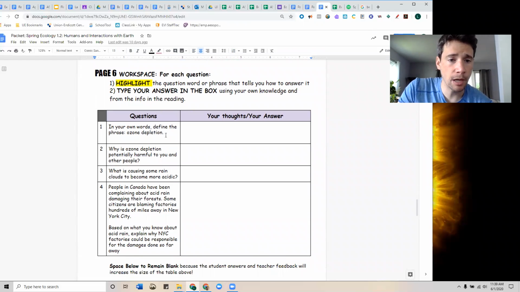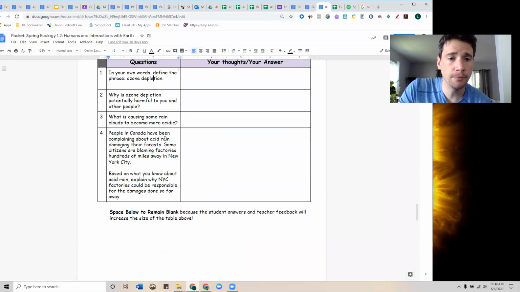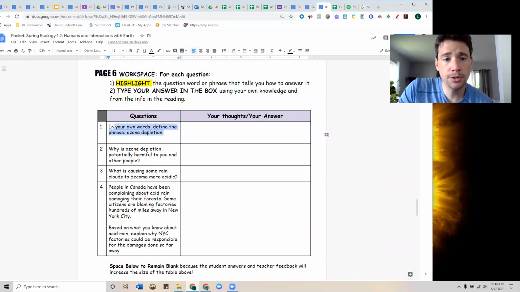So in your own words, I'm at the questions for page 6. We're almost done. We only got one more page. So page 6, in your own words, define the phrase ozone depletion. So give me the definition here. You're highlighting this.